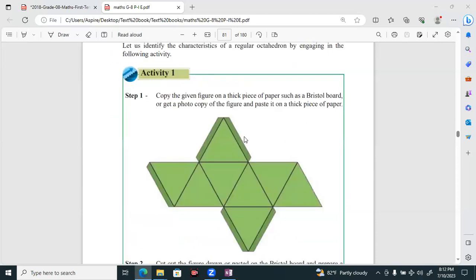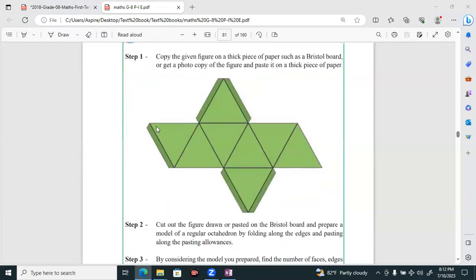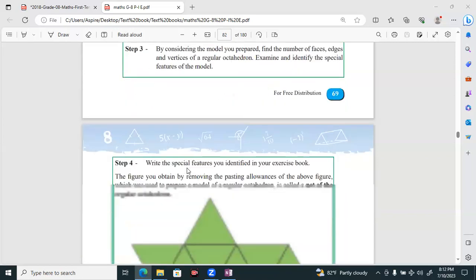Octahedron. This is the net that we use to make an octahedron. Remember that an octahedron consists of 8 faces. Octa means 8.